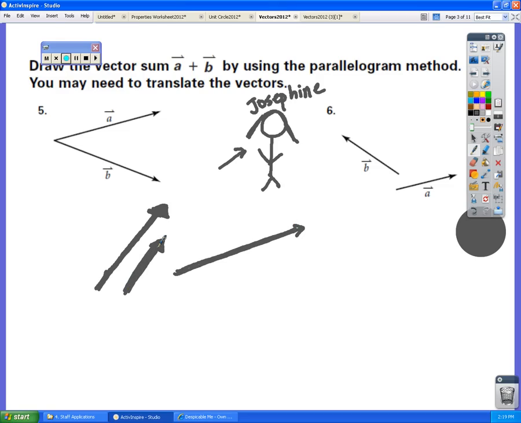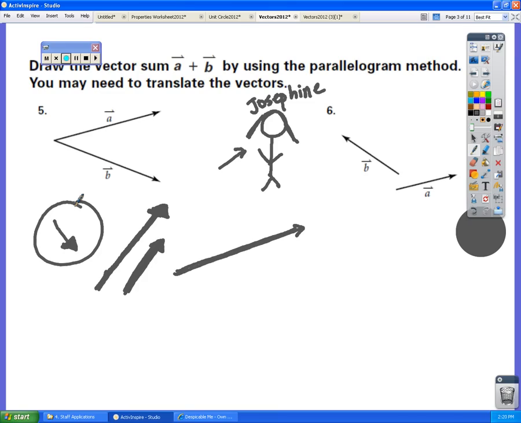Now, vectors can be seen in a lot of everyday things. They can be seen even when you look at the weather and the wind speed. It might say that the wind is moving southeast at a rate of 15 miles per hour. You're going to see an arrow right there in the newspaper or on the newscast. That's a vector.